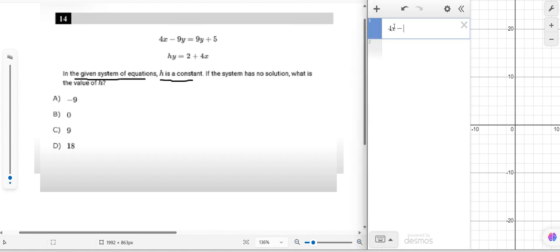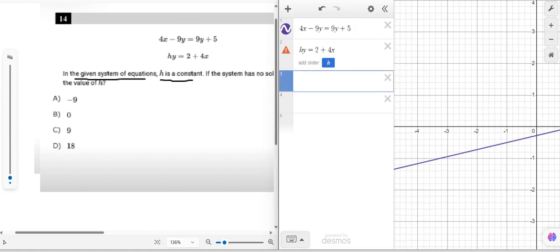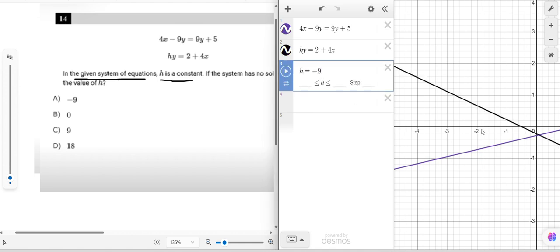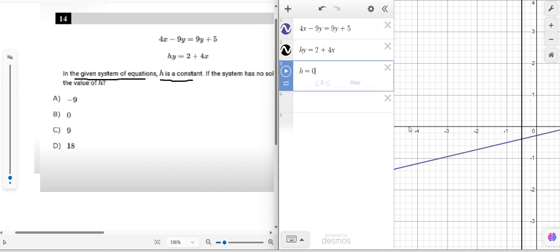Let's type this system of equations in Desmos. As I have typed both equations, now we have to put in the value of h and check for which value of h the system does not have any solution. Let's check when h equals -9. There is a solution, so it is not our answer. Let's check h equals 0. Still there is a solution. Let's check h equals 9. Still there is a solution.